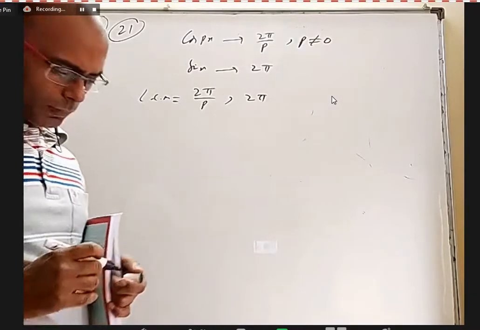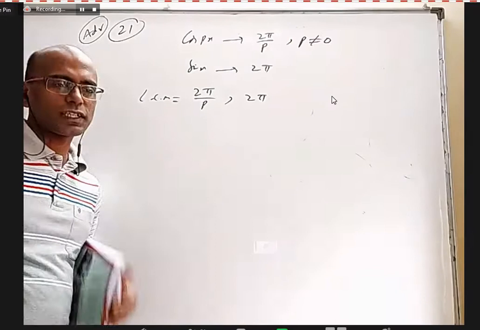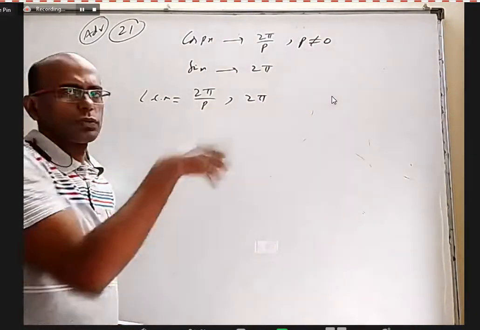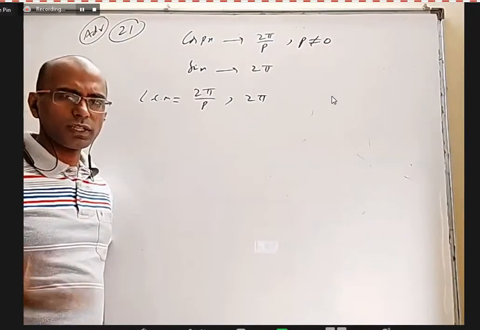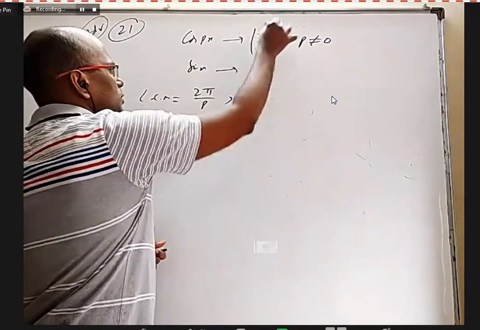The LCM will exist provided p is a rational number. P can be 1, 2, 3, 1 by 2, 1 by 5, minus 3, minus 4, anything. Anyway, there is a mod also, of course. There is a mod here.